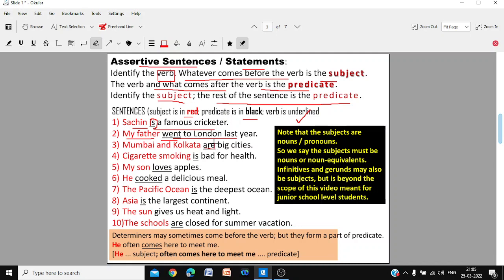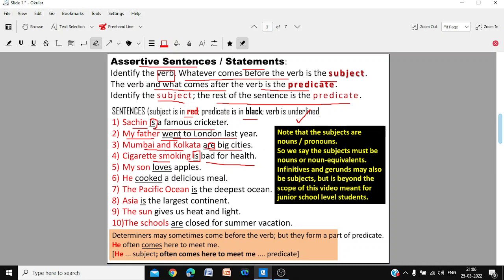Identify the subject. There is a subject. The words that come before the verb are the subject, and the verb and whatever comes after it, predicate. This is the verb. Whatever comes before the verb, subject; whatever comes afterwards, predicate. So you can see that we have underlined the verb. In each case, we have underlined the verb. Whatever is coming before the verb is subject in red color, and the verb itself and whatever comes after it is in black color, predicate.